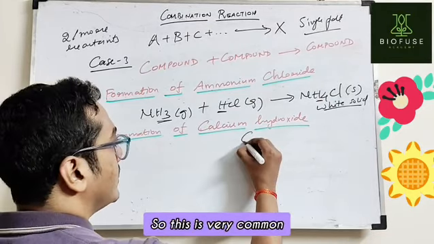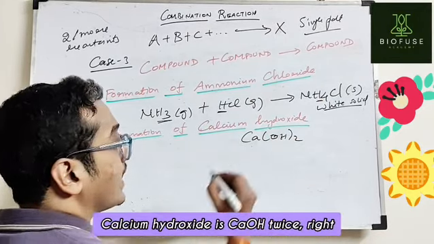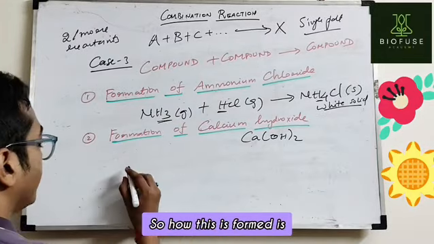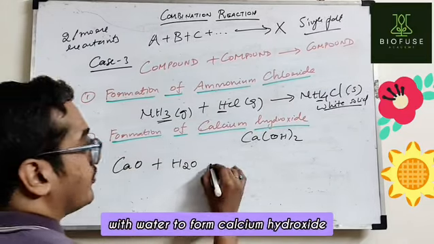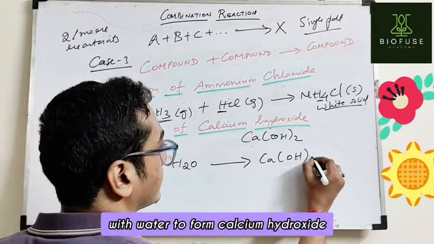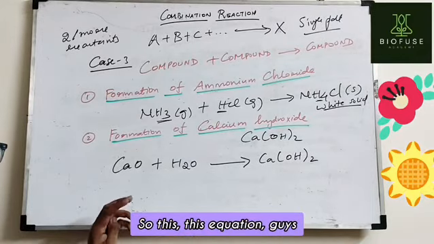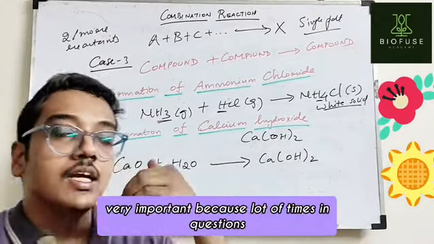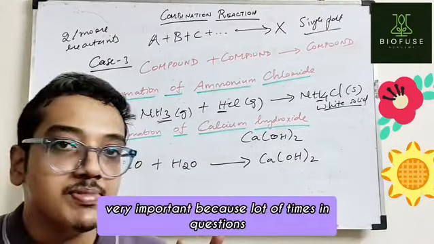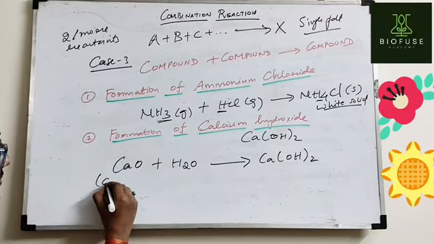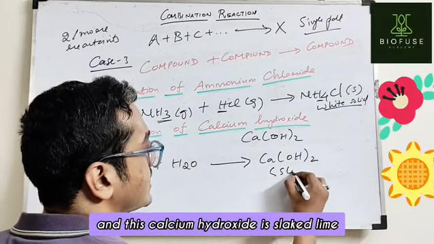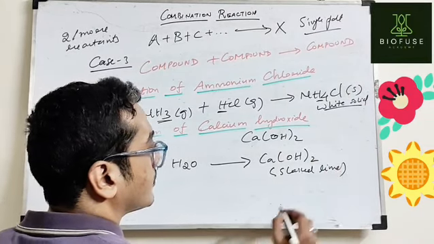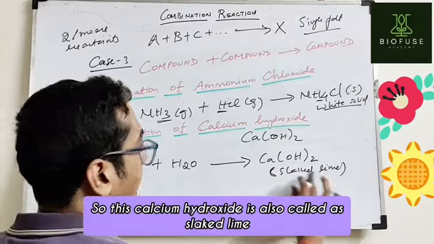This is very common. Calcium hydroxide is Ca(OH)2, right? So how this is formed is, we take calcium oxide combining with water to form calcium hydroxide. This equation, guys, is very important because a lot of times in questions this equation is asked. And this is very famous also. This calcium oxide is quicklime, also called quicklime, and this calcium hydroxide is slaked lime. So this calcium hydroxide is also called slaked lime.